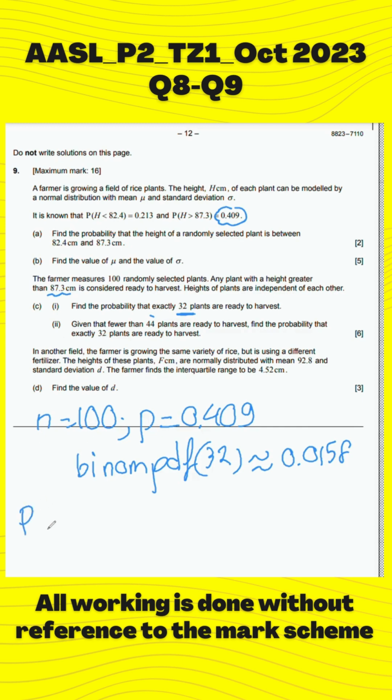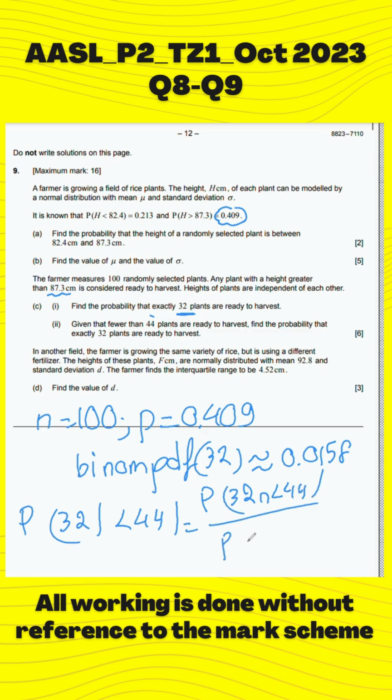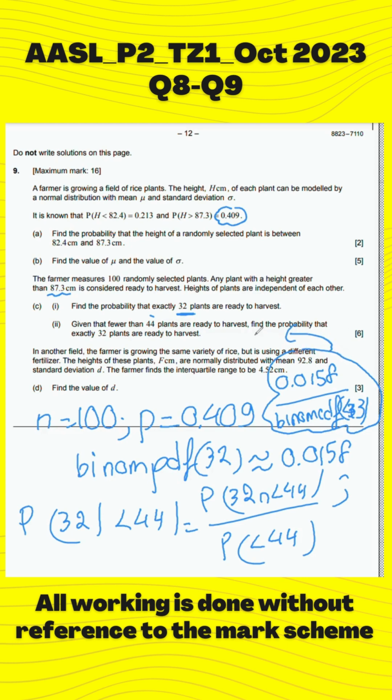Next, given that it is fewer than 44, find the probability that it is exactly 32. So A given B. The probability of 32 given that it is smaller than 44. So it will be the probability of 32 and smaller than 44 divided by the probability of smaller than 44. Okay, so the probability of 32 and smaller than 44 is still the probability of 32. So it will be 0.0158 divided by the probability of smaller than 44. That will be the binomial CDF of 43, because smaller than 44. Put this one into a GDC. We have the answer will be nearly 0.0225.